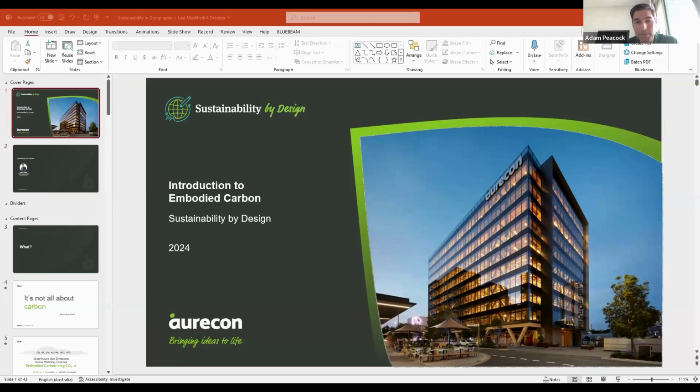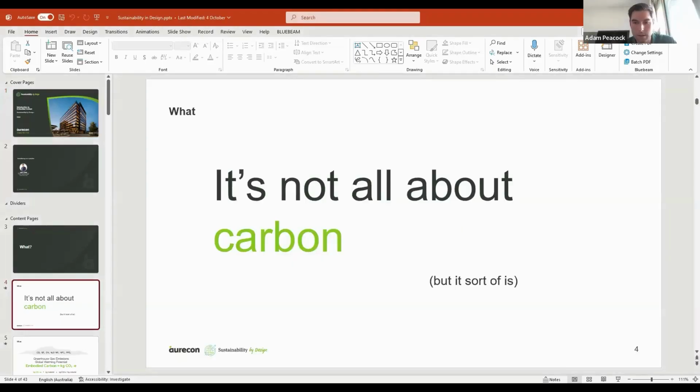It's not all about carbon. Yep. Adam, can I interrupt you for a second? Perhaps we'd like you to do the slideshow. Click the very lower right button. Yeah, I thought I was. Ooh, you did? Okay. Yeah, sorry, I wasn't. Maybe I was not sharing the right one.